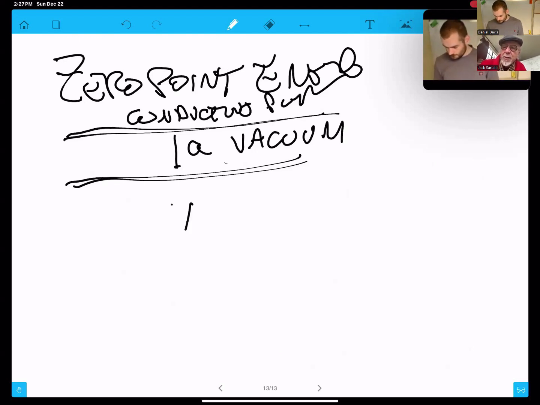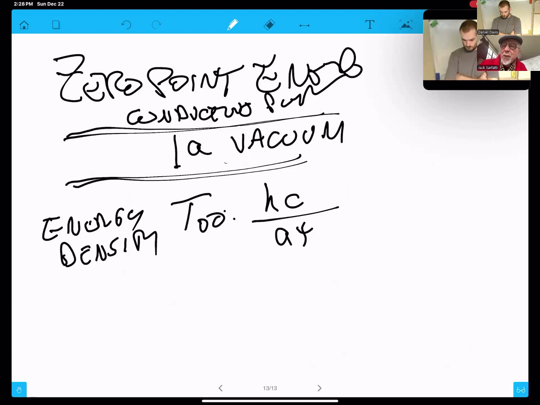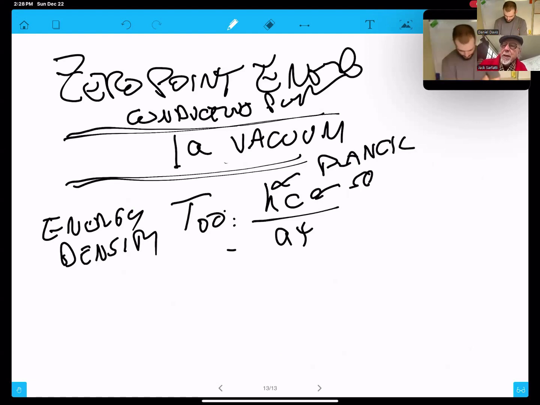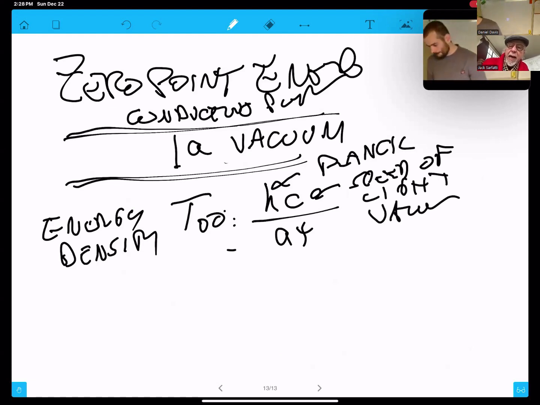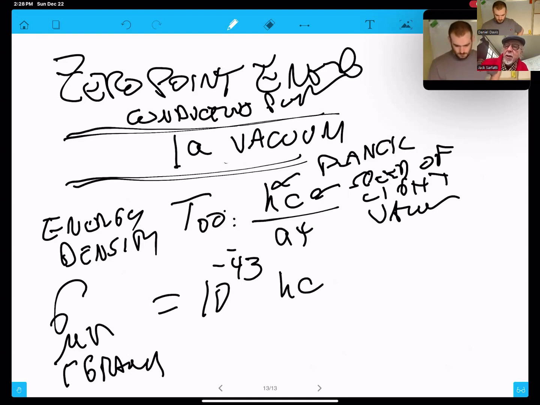The energy density, I'll call it T00, is hc over a to the 4 roughly. There's a bunch of numbers here. Forget that. That h is just Planck's constant, c is the speed of light in vacuum. According to Einstein, the gravity field will then be roughly 10 to the minus 43 times hc over a to the 4. Roughly, there's some other numbers, 1 over meters squared.